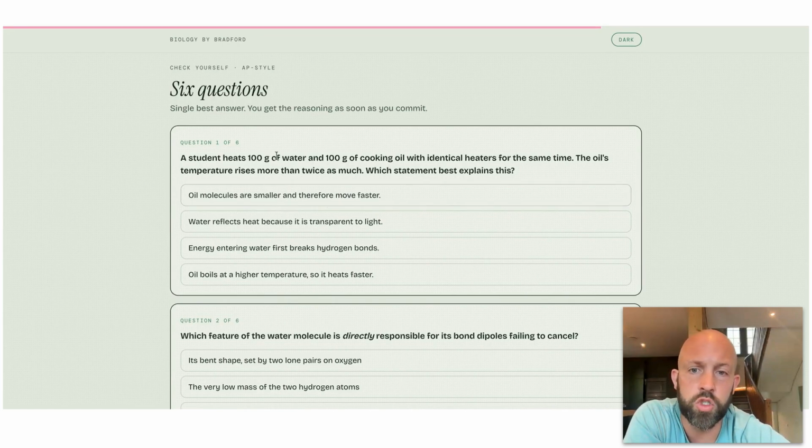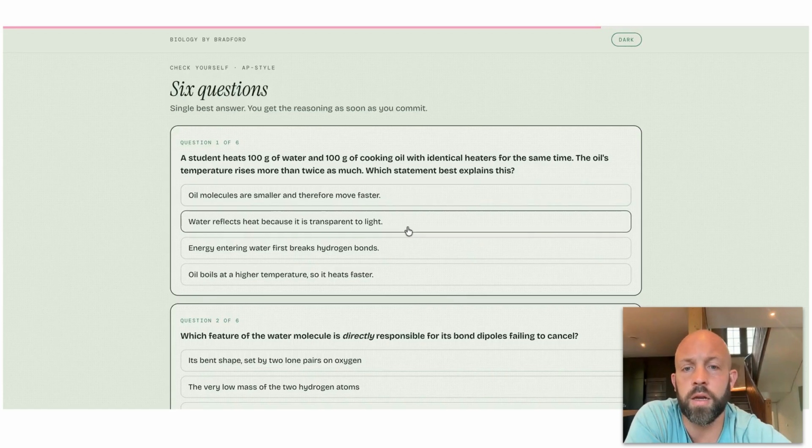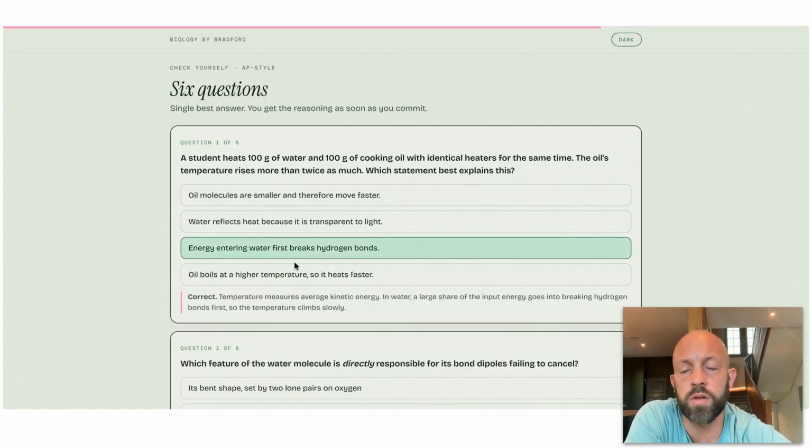So a student heats 100 grams of water and 100 grams of cooking oil with identical heaters for the same time. The oil's temperature rises more than twice as much. Which statement best explains it? So pause if you want and think about it. And I'm just going to go in with energy entering water first breaks hydrogen bonds.